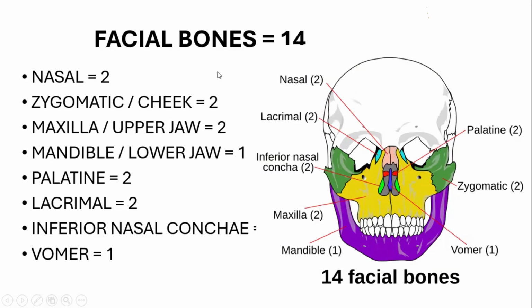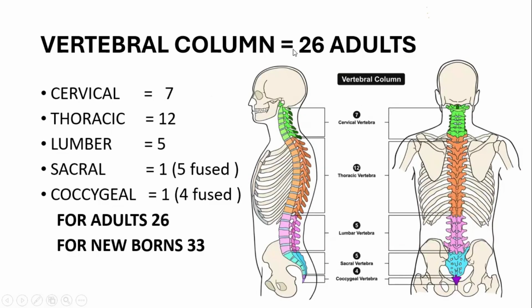Okay, now let's come to the next thing, which is the vertebral column. This is very important and very much needed to learn. So the vertebral column has 26 bones for adults. How many bones for adults? 26 bones. First we can see the cervical. In the cervical we have 7 vertebrae. As you can see, in the green part, cervical 7, C7, is present.